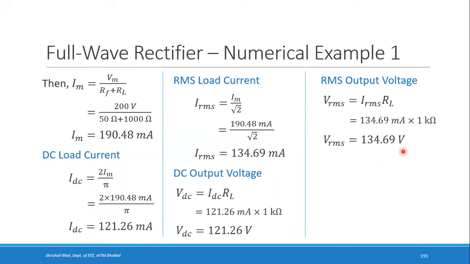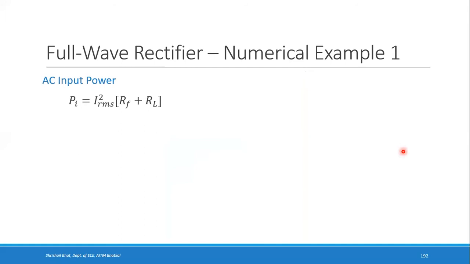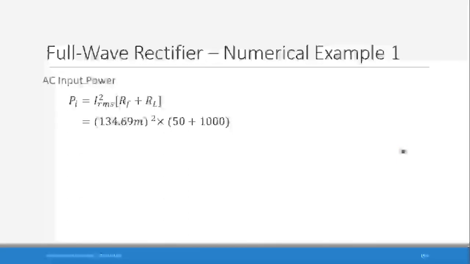You are asked to find input power and output power. You can find that AC input power is PI. It is IRMS square into RF plus RL. Just substitute whatever values you got. IRMS is 134.69 milli. Please use this while squaring, and then 50 plus 1000. So what do you get here in terms of watts? 19.05. Yes, 19.048 watts. Right? This is PI, 19.048. That is the input power.